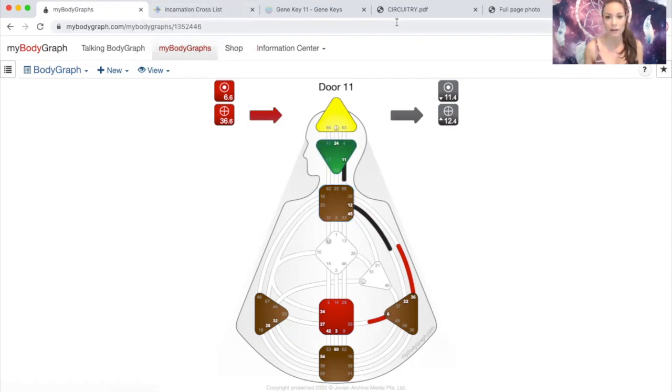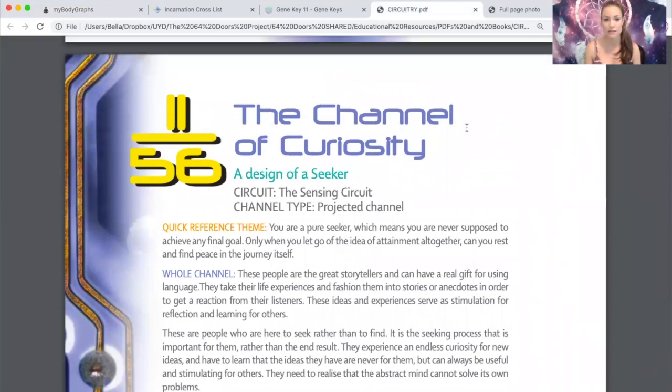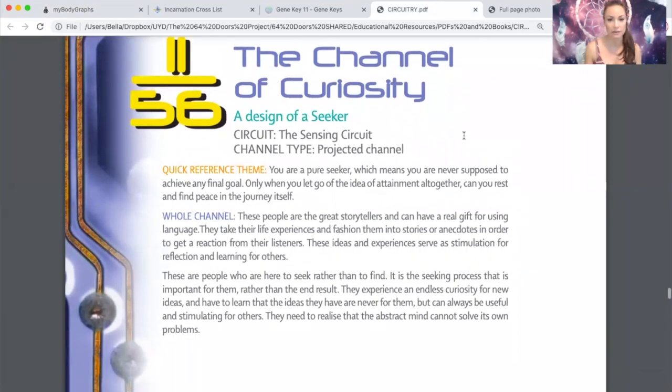So in the circuitry book, we have the channel of curiosity, a design of a seeker. And this is the sensing circuit, and it's a projected channel. It says you are a pure seeker, which means that you're never supposed to achieve any final goal. When you let go of the idea of attainment altogether, you can rest and find peace in the journey itself. This is powerful. So like I said before, here we have keywords like imagination, ideals, and harmony.